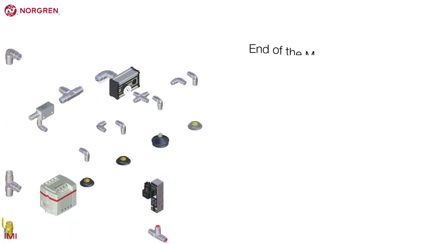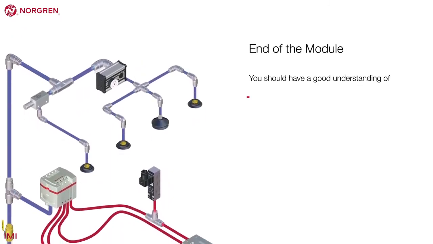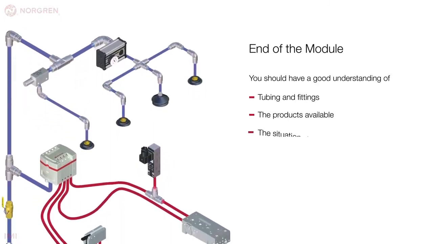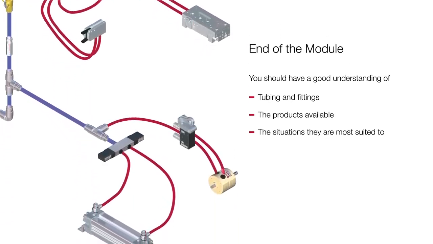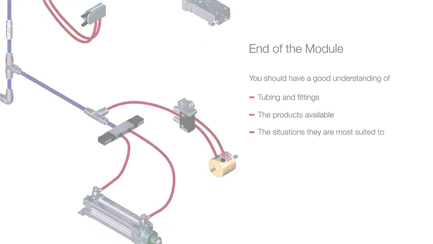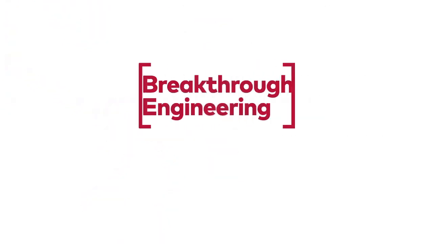That's the end of the module. You should now have a good understanding of the tubing and fittings, the products available, and the situations they are most suited to. There are other related products available from Norgren not covered in this course. Please visit the website to find out more.